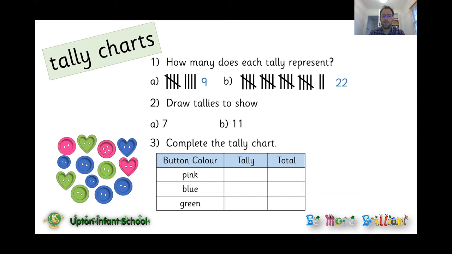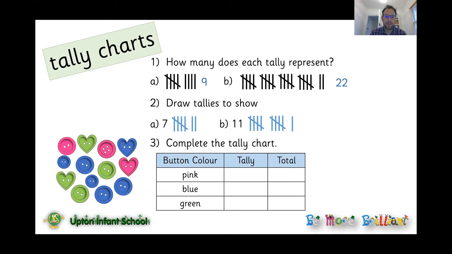And then it said draw tallies to show 7. So we need a 5, 5 and 2. That's how we show 7. And the next one is 11. So we need 1 5 and we need another 5. That makes 10. And how much more do we need? One more, and that makes 11.